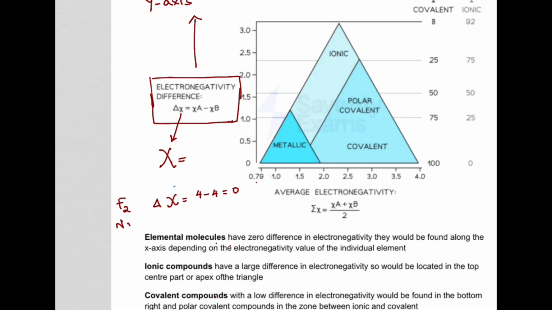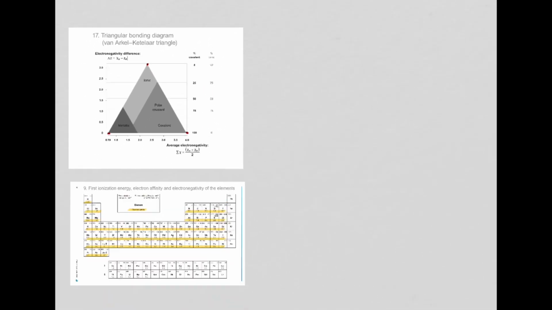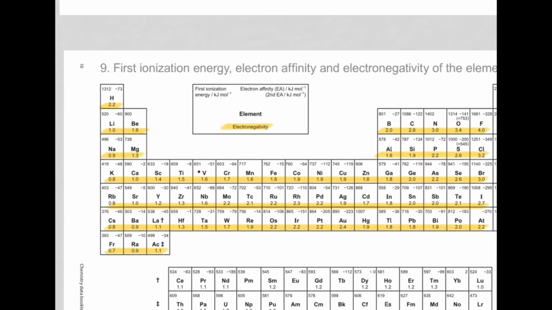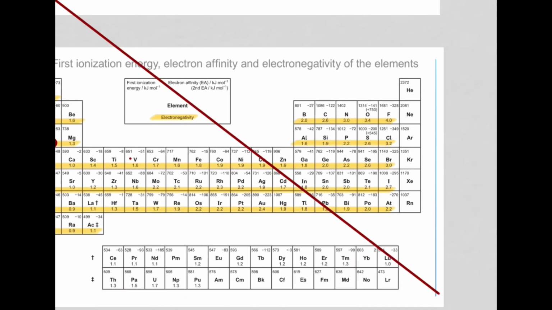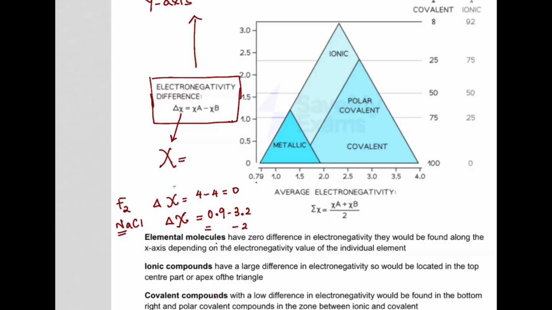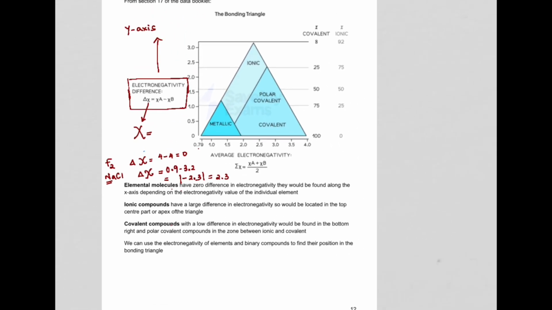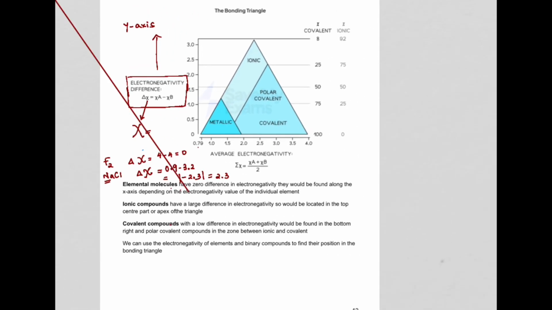If I have NaCl, for example, the difference in electronegativity would be the electronegativity for Na, I'm going to look it up in the data booklet. So you have Na here, 0.9, Cl is 3.2, which gives minus 2.3, and we're going to take the modulus of this, which means that we're going to have only the positive value. So this is the difference in electronegativity. This is the y-axis.